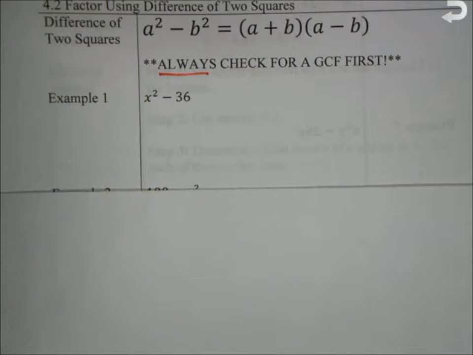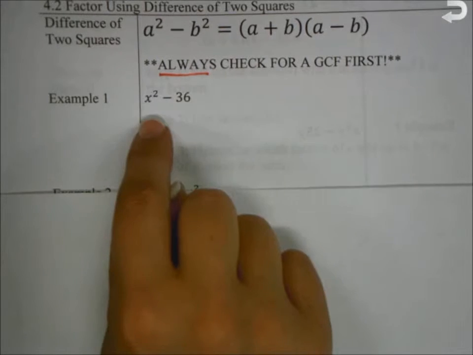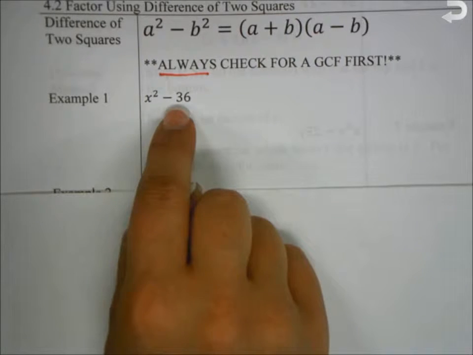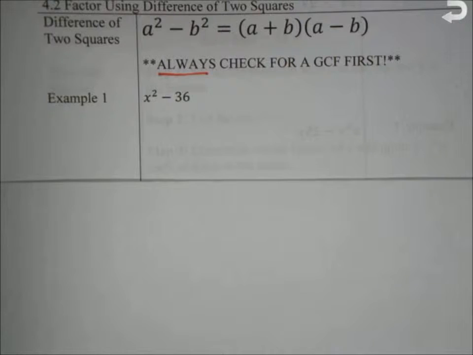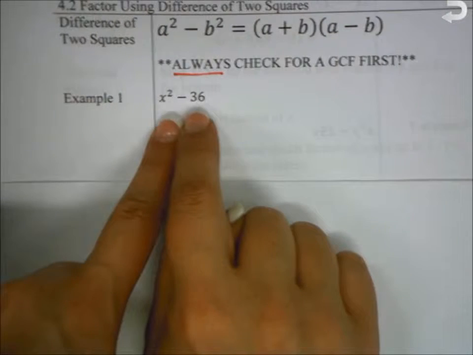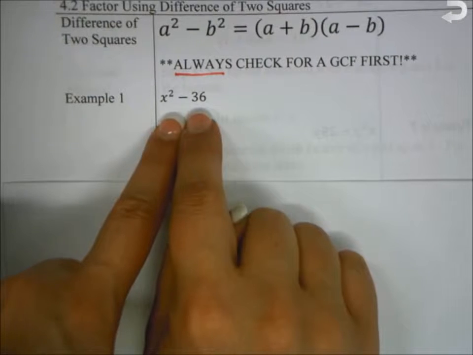Okay, so the next thing we need to check for is, are these perfect squares? Is x squared a perfect square? Yes, it is. Is 36 a perfect square? Yes, 6 squared. So, are both these perfect squares? Yes. The answer is yes. Are they being subtracted? Yes, they are. So, we're going to apply this rule.